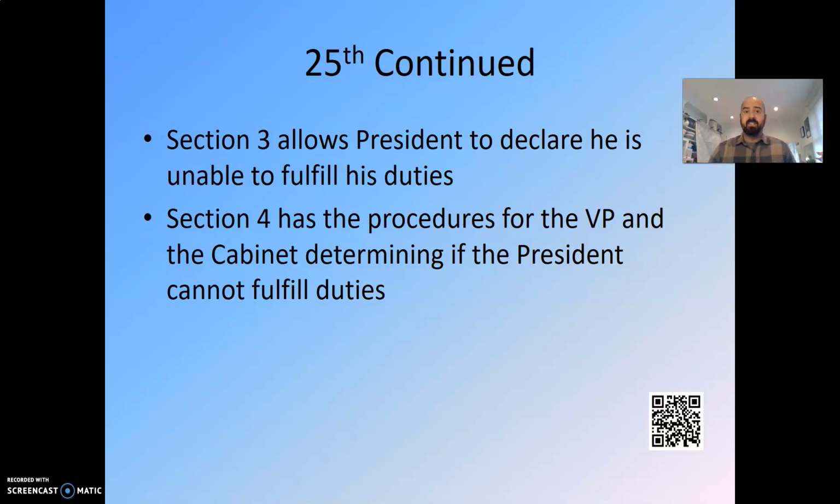There was a lot of discussion after the insurrection at the Capitol on January 6th as to whether or not the 25th Amendment would be invoked. But the key to it is the vice president has to be on board. It can't just be a majority of the cabinet. And Vice President Pence made it clear that he was not going to vote or invoke the 25th Amendment.